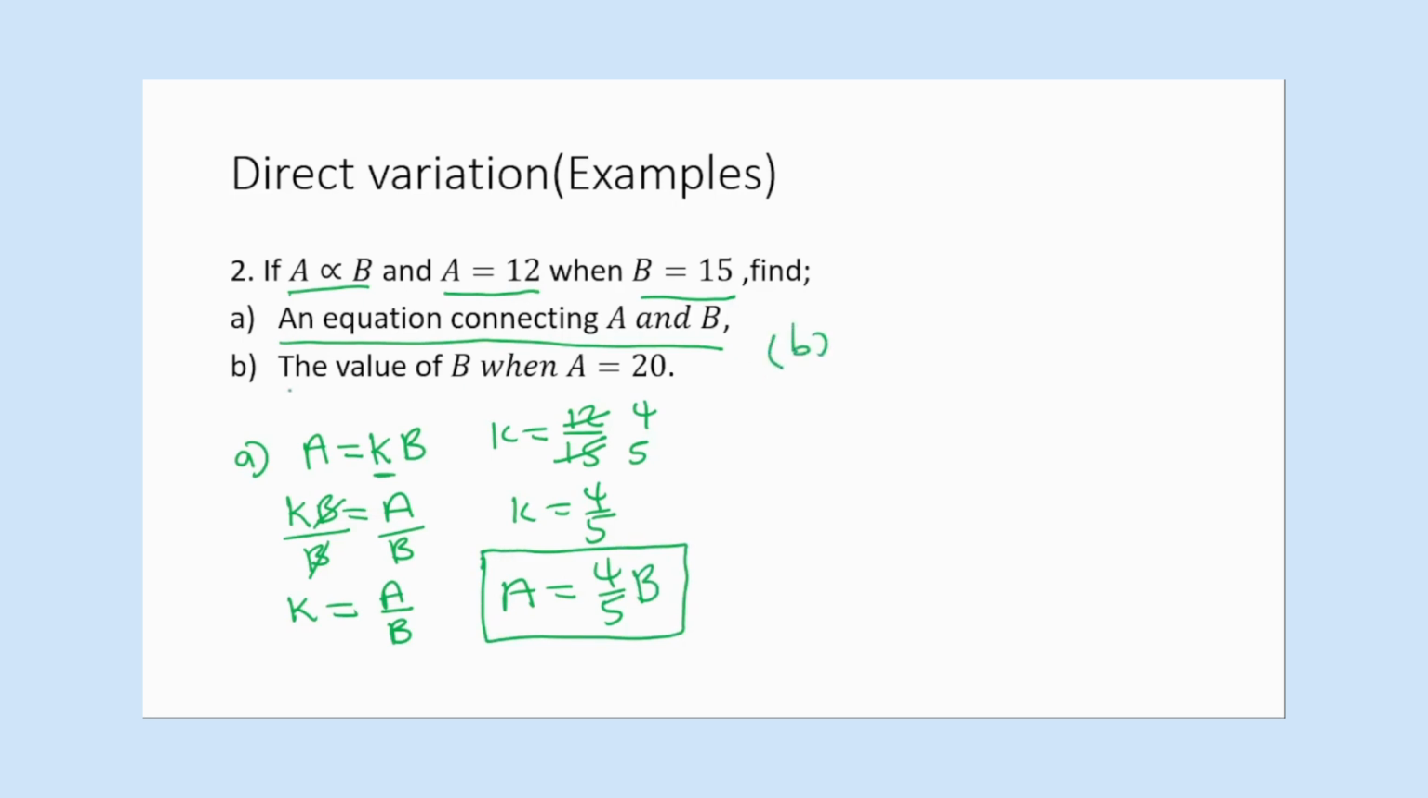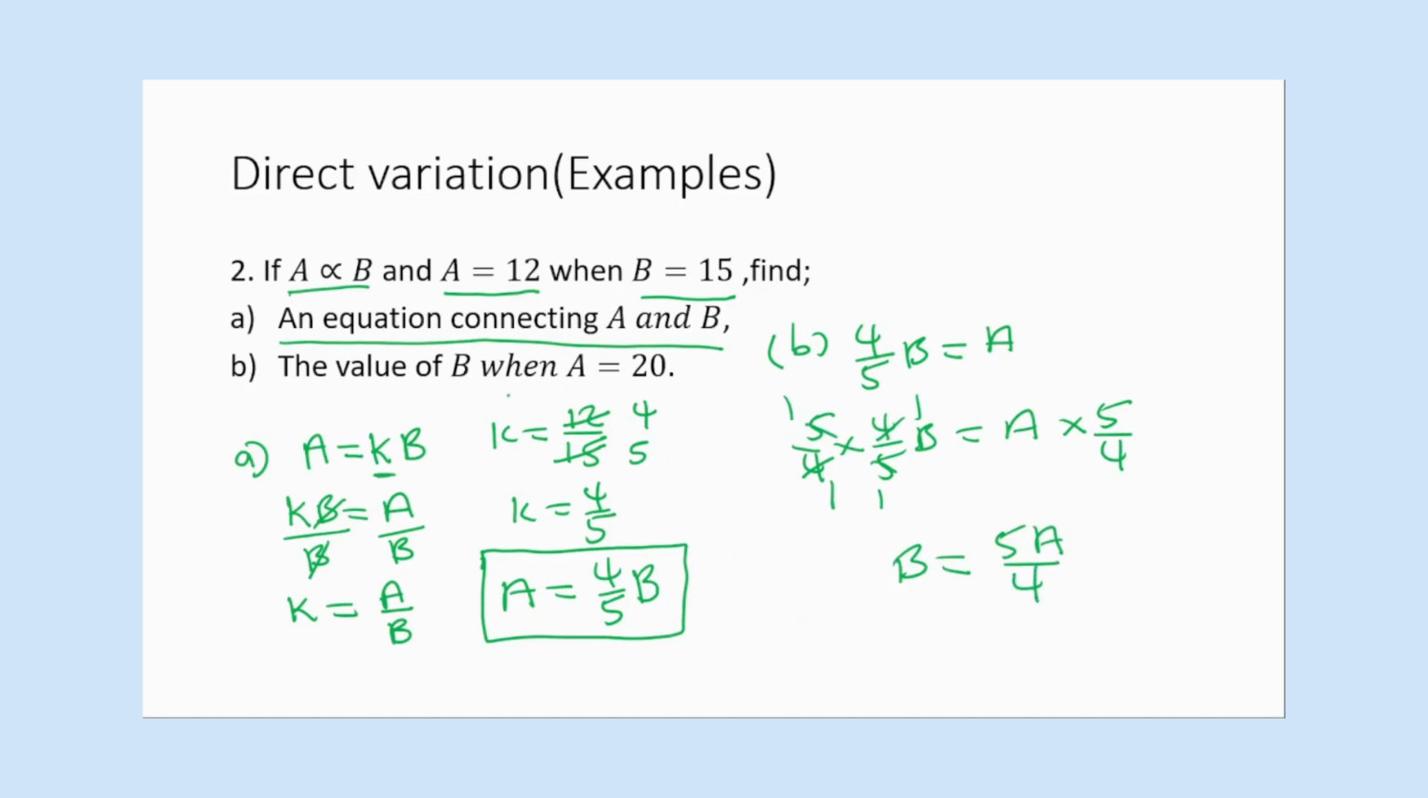I'll write part B there. We need to find the value of B when A is equal to 20. We need to make B the subject, so we have to take this term 4/5 B to the left-hand side. We multiply the multiplicative inverse of 4/5 on both sides of the equation. So we'll say 5/4 multiplied by 4/5 B. So we do the same. 5/4, we multiply A by 5/4 on the other side. So what we do now here is we cancel out this, cancel out this, cancel out that. So we'll have B being equal to 5A/4. We substitute the value of A in this equation so that we just have B.